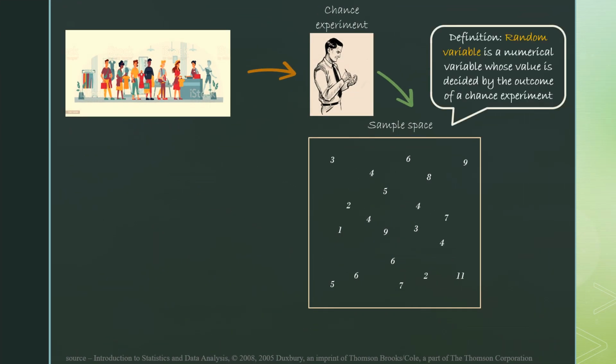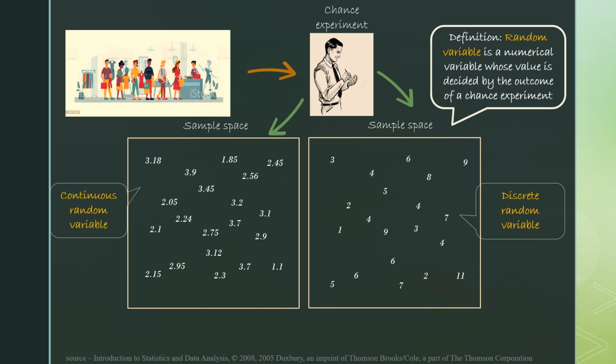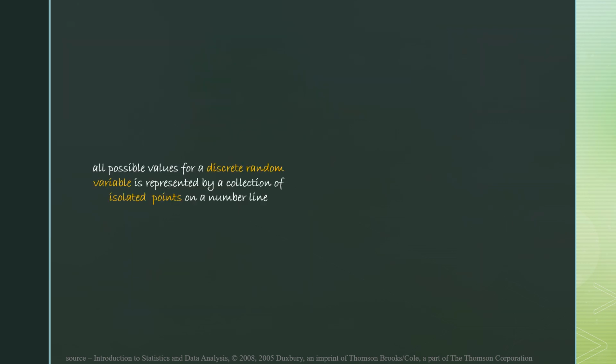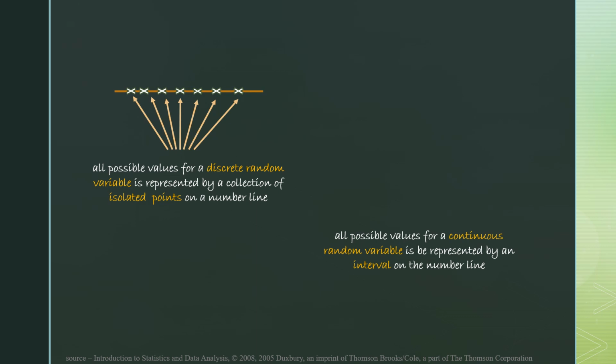By definition, a random variable is a numerical variable whose value is decided by the outcome of a chance experiment. A random variable is a discrete random variable when the outcomes in the sample space are discrete values, and is a continuous random variable when the outcomes in the sample space are continuous values. While all possible values for a discrete random variable are represented by a collection of isolated points on a number line, all possible values for a continuous random variable are represented by an interval on the number line.